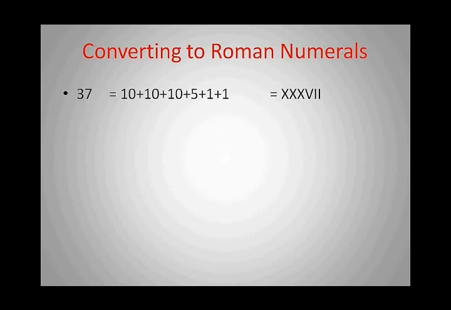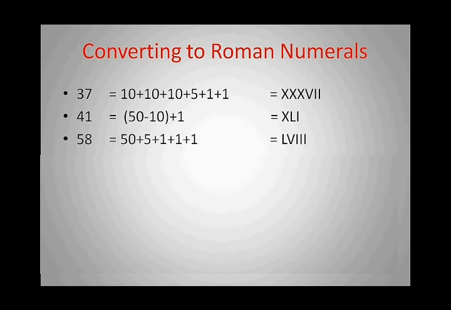Now let us do some conversion to Roman numerals. 37 is equal to 10 plus 10 plus 10 plus 5 plus 1 plus 1 is equal to XXXVII. 41 is equal to 50 minus 10 plus 1 is equal to XLI. 58 is equal to 50 plus 5 plus 1 plus 1 plus 1 is equal to LVIII.